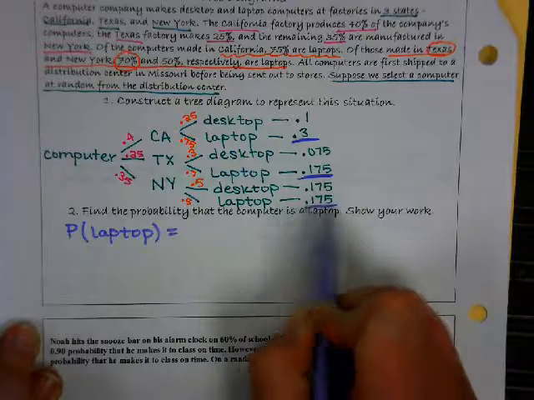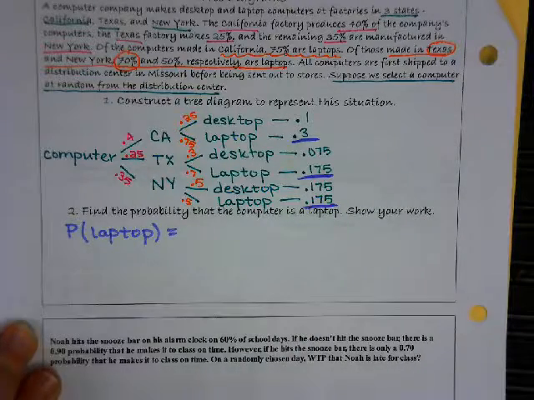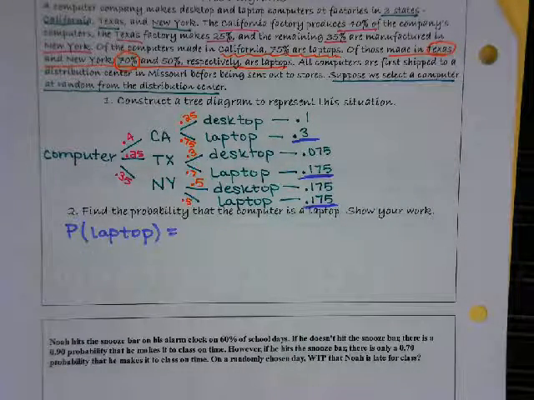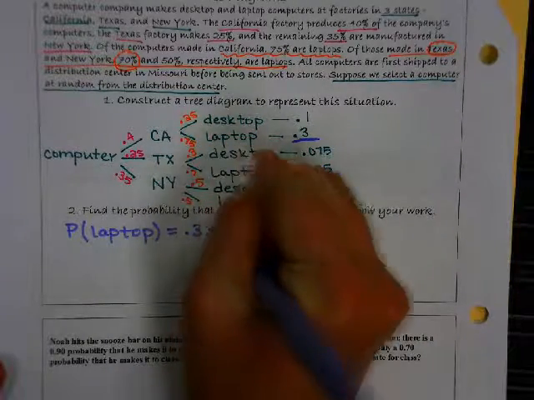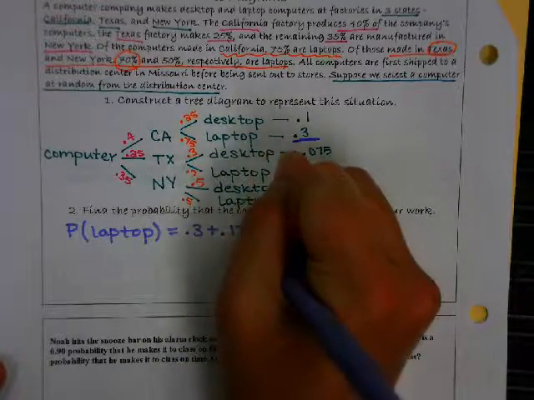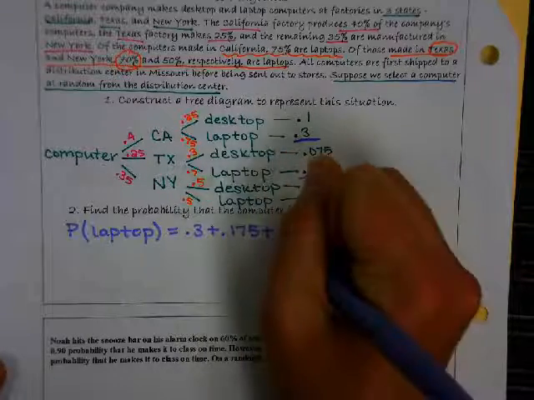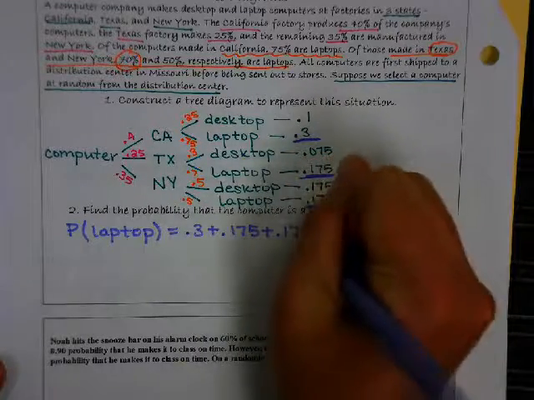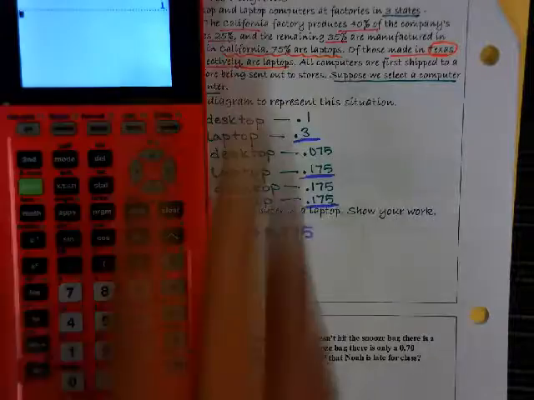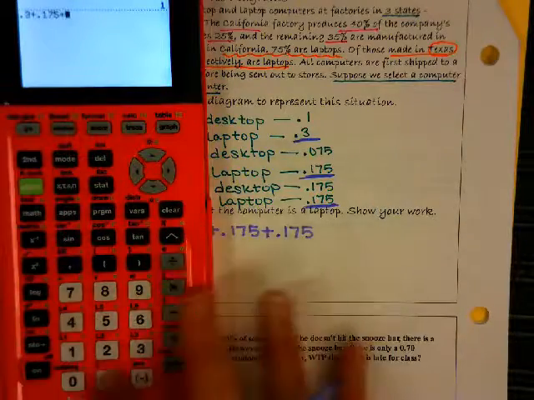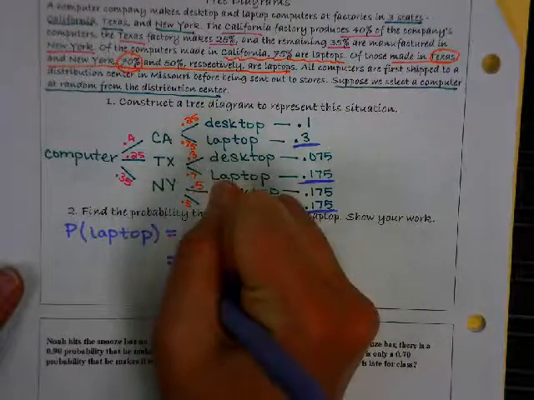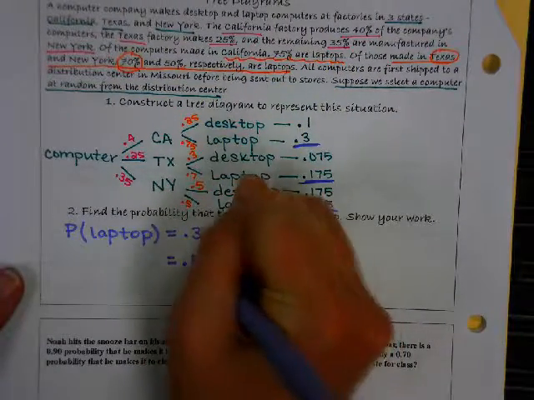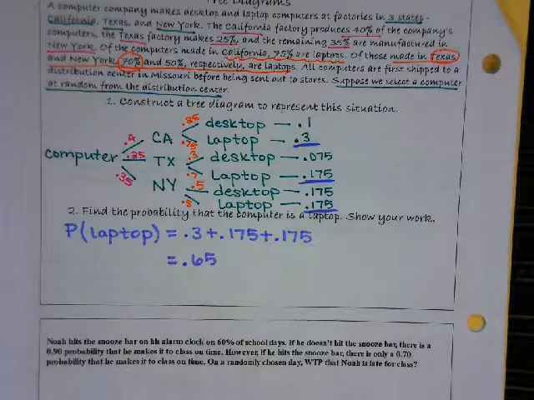So the probability that a computer picked at random is a laptop is 0.3 plus 0.175 plus 0.175. So 0.65. Questions?